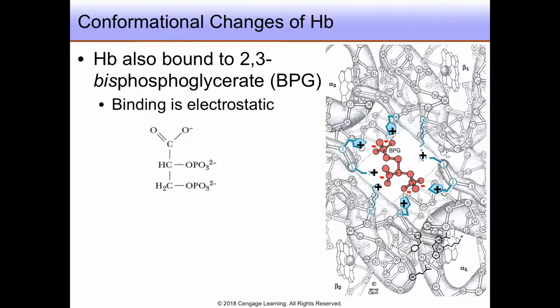Another factor that influences the binding affinity of hemoglobin is the presence of an effector, 2,3-bisphosphoglycerate, or BPG. As you can see from the structure of BPG shown here, it carries multiple negative charges. It's not surprising, therefore, that its binding to hemoglobin is electrostatic. On the right, you can see a representation of the crystal structure of hemoglobin bound to BPG. Notice the negative charges on BPG and the multiple positive charges from amino acid side chains extending into the binding pocket.